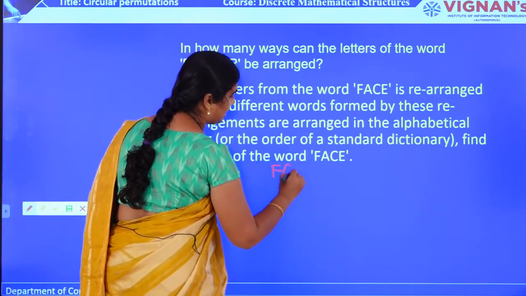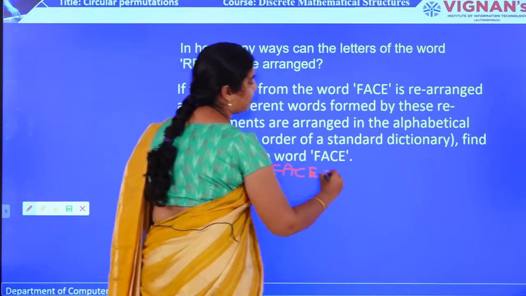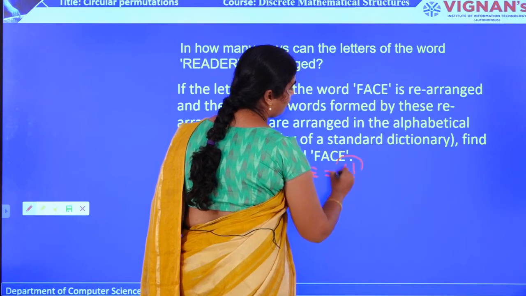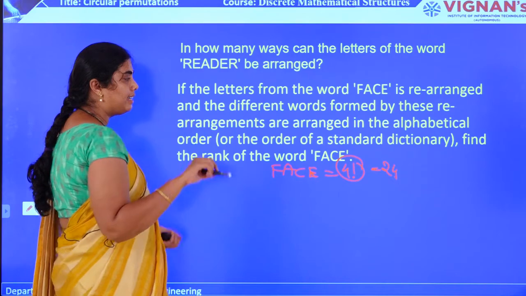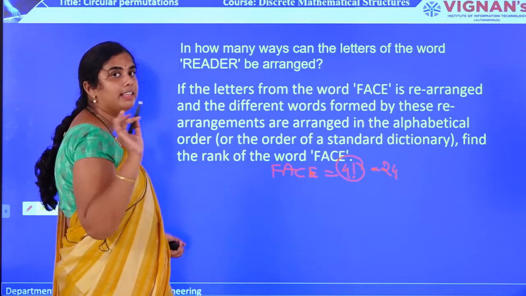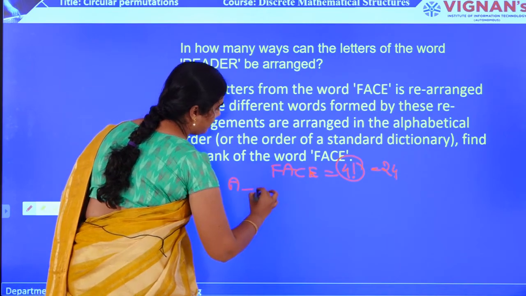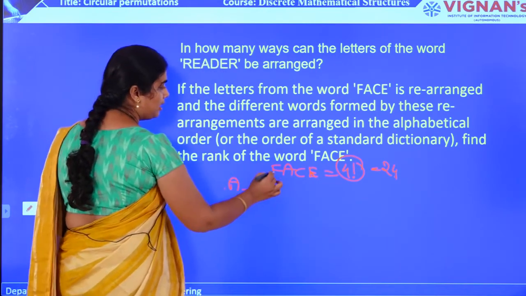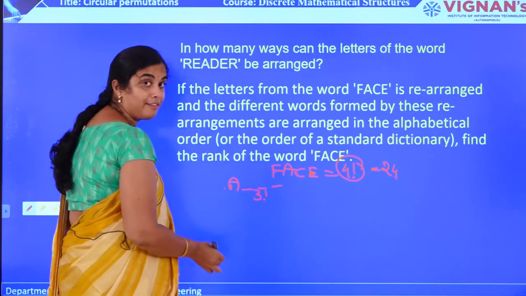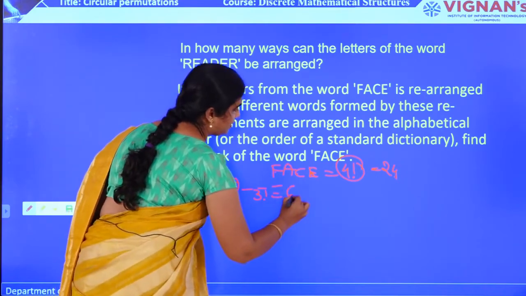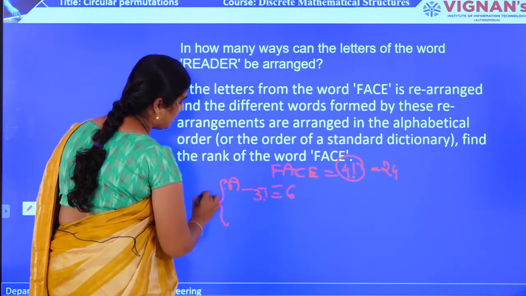Here I am taking the word face. As there are 4 letters and there are no repetitions, the number of arrangements that can be made is 4 factorial, that is equal to 24. And the condition given is that they are arranged in alphabetical order. That means first the letter A will come. As A is fixed, F, C, E can be arranged among themselves in 3 factorial, that means 6 ways. So the words which start with A will be 6.